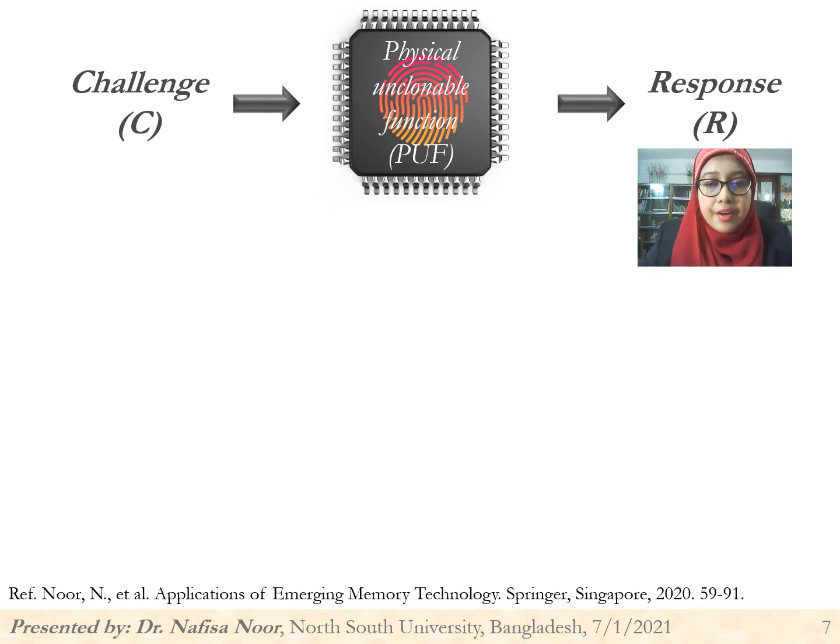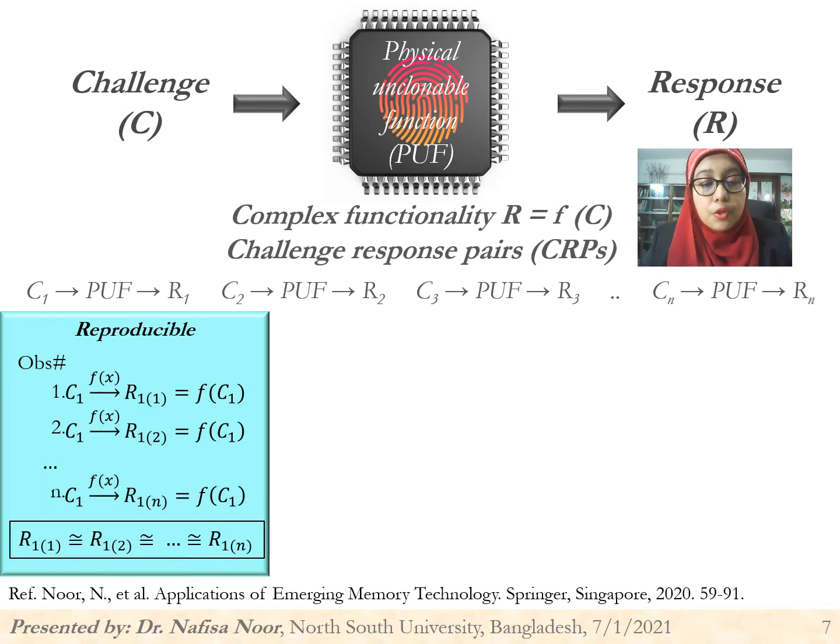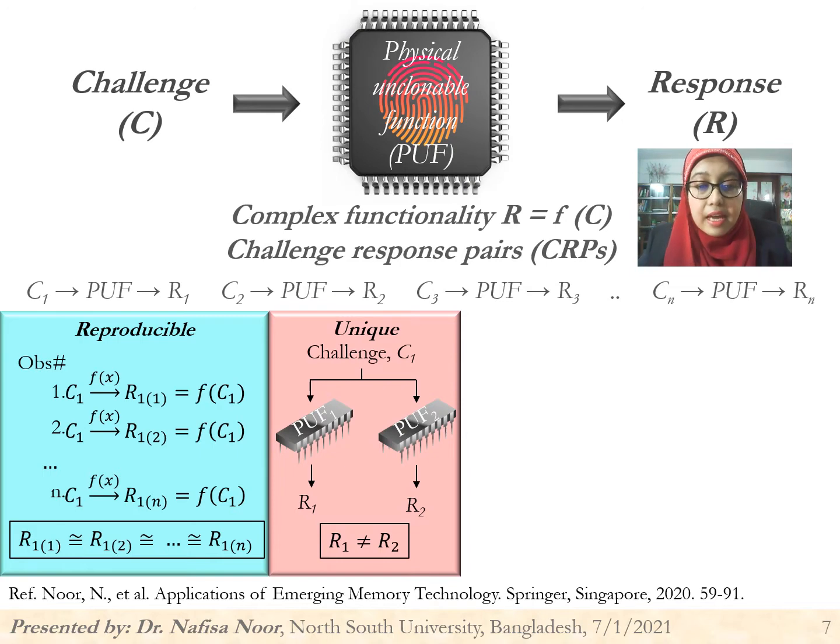Now, there can be various challenge response pairs in a PUF, and these pairs are called CRPs or challenge response pairs. Now, say for example, for a challenge C1, the response can be R1. For a challenge C2, the response can be R2, and so on. Now, there are a few important metrics related to the PUF. Say for example, for a certain challenge C1, the response should always be R1 reproducibly, and that is called the reproducibility feature of the PUF. Another important feature or metric for the PUF is the uniqueness.